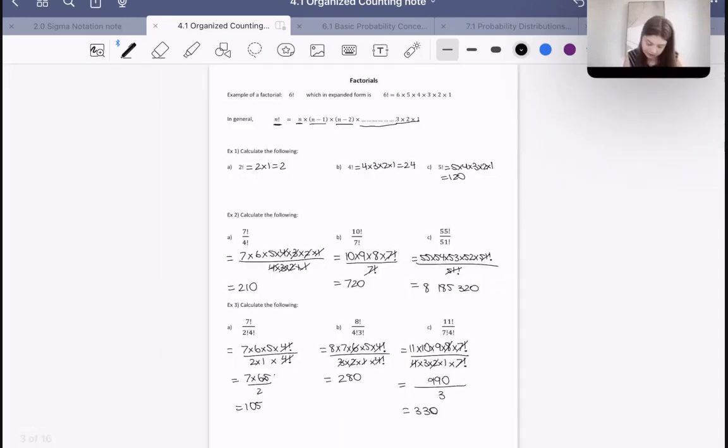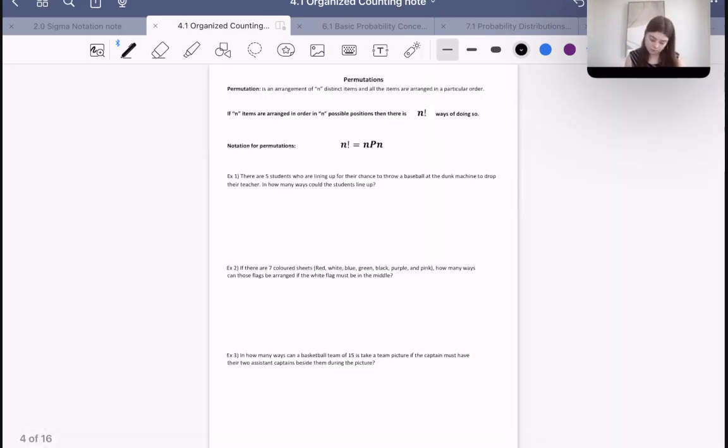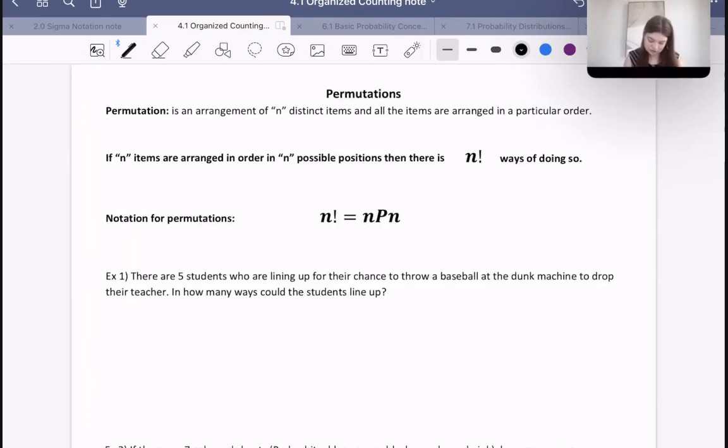Well, that is it for factorials. So that's really good. What I'm also going to talk about in today's lesson as well is permutations, because they're very much related to factorials. We're going to need factorials. We're going to need to use what we learned in order to do permutations. So let's do permutations today too.